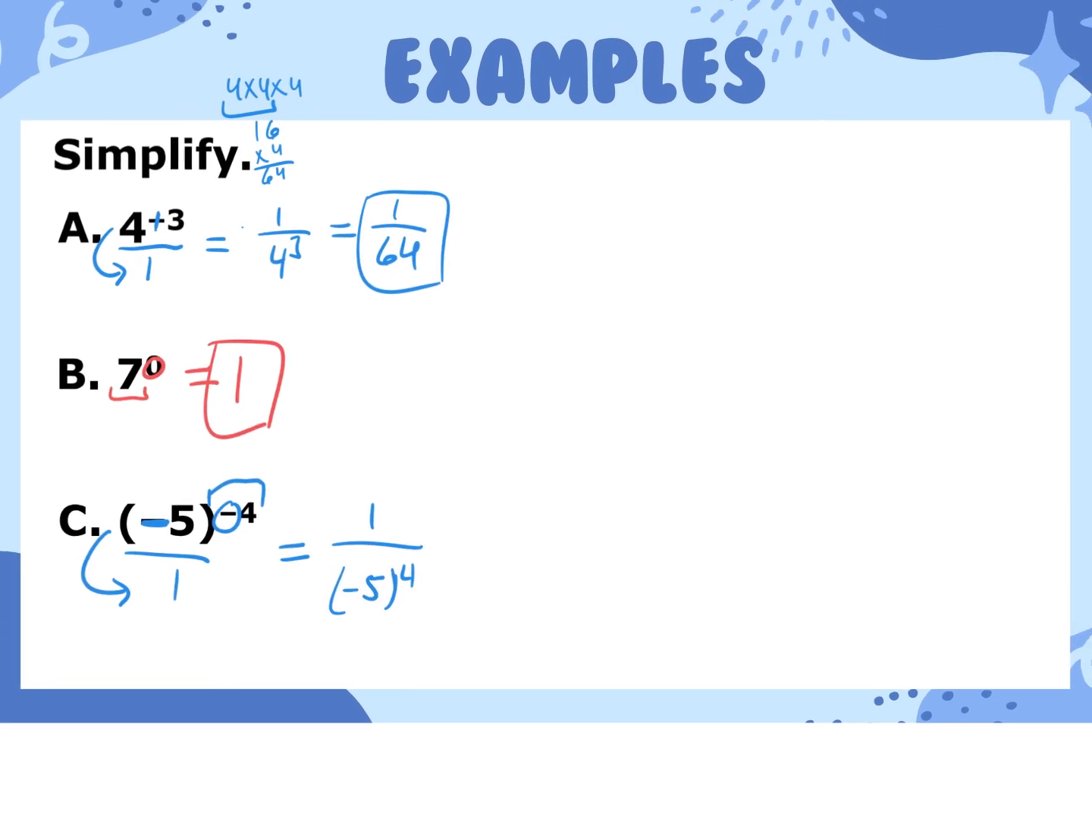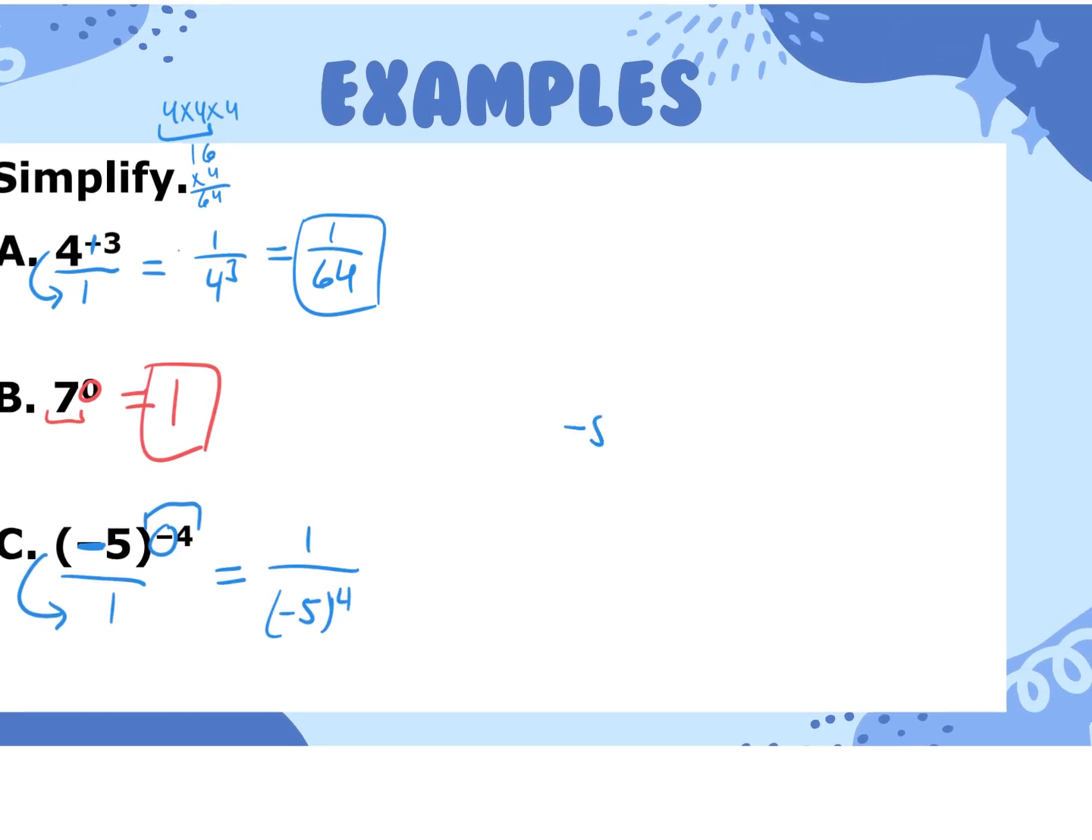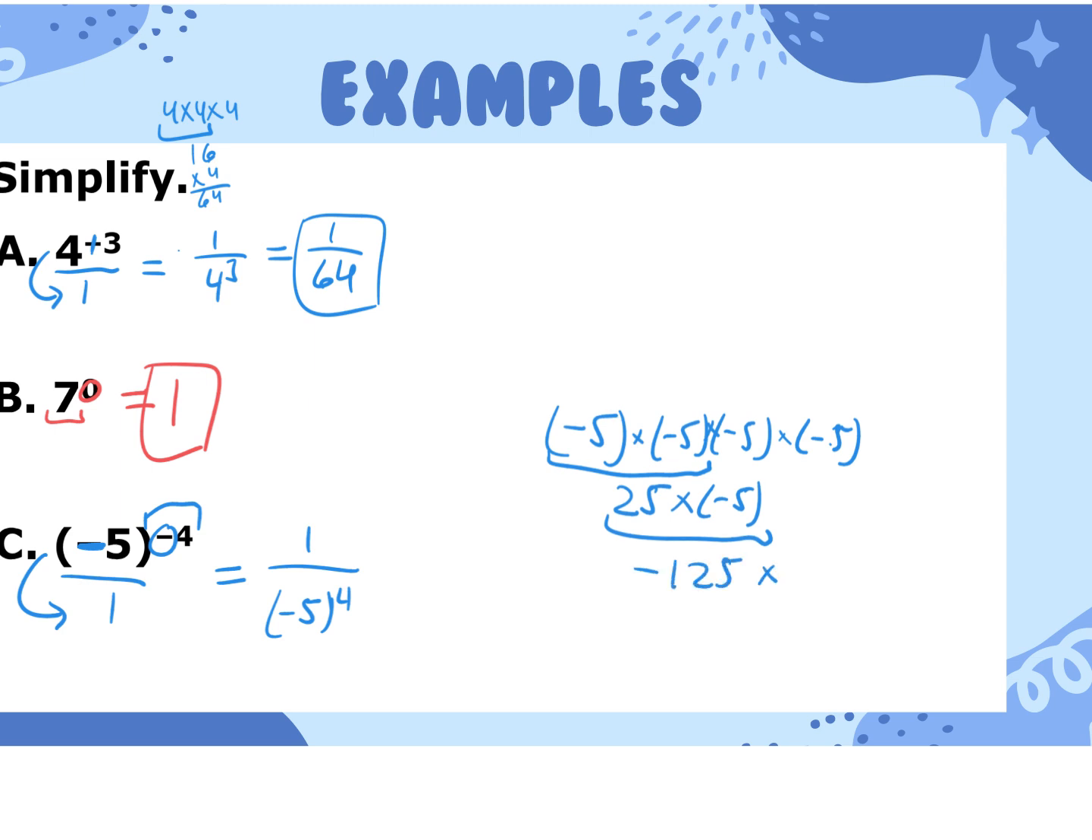And then on the side, you can do, if you need to, negative 5 times negative 5 times negative 5. All right, and then negative 5 times negative 5 is going to get you 25. And then times negative 5 again, that's going to get you negative 125. And then times another negative 5, we have a negative times a negative. That's going to get you a positive 625. So it's going to equal 1 over 625.